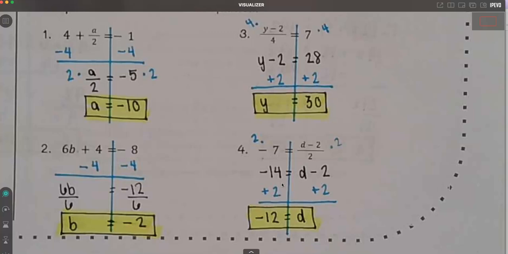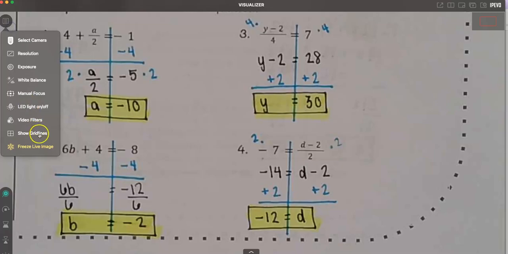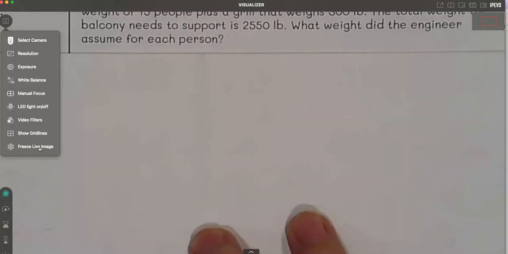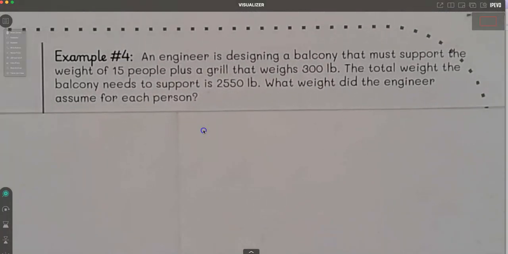All right, anyone else need a few more seconds? All right, going on to the next page. Yay, word problems. Okay, ladies, an engineer is designing a balcony that must support the weight of 15 people plus a grill that weighs 300 pounds. The total weight the balcony needs to support is 2,550 pounds. What weight did the engineer assume for each person?